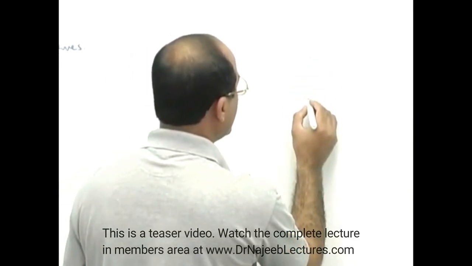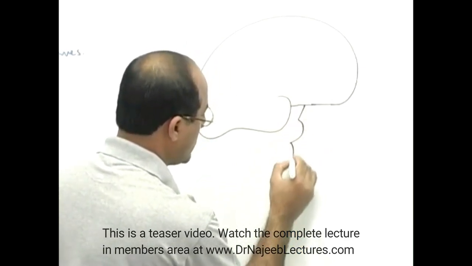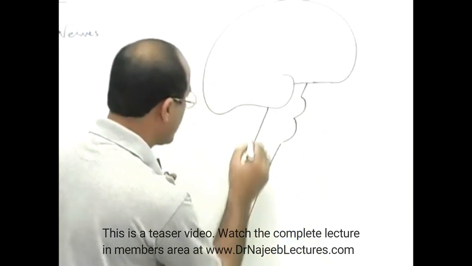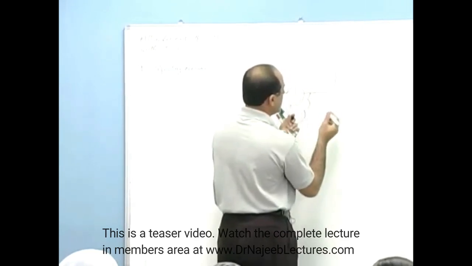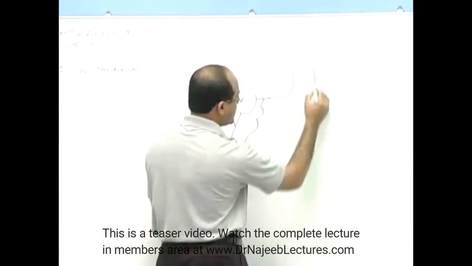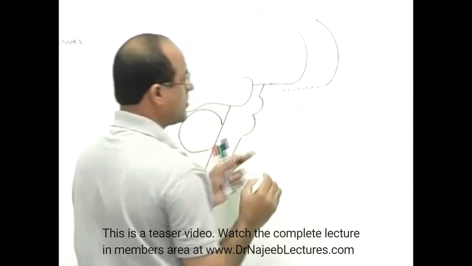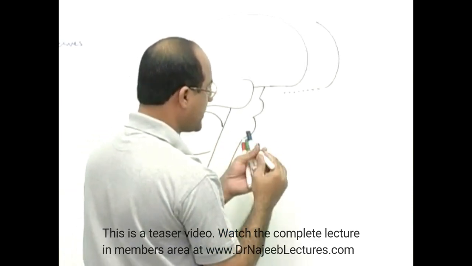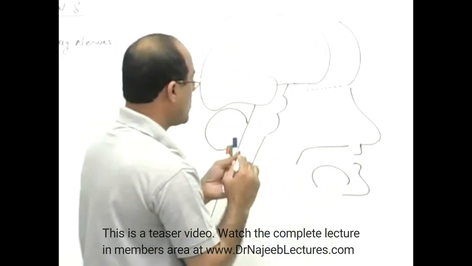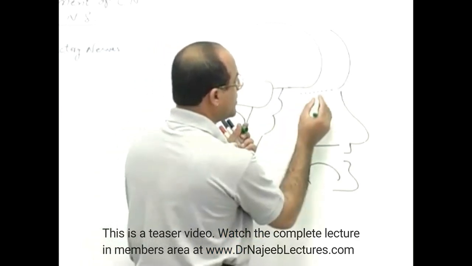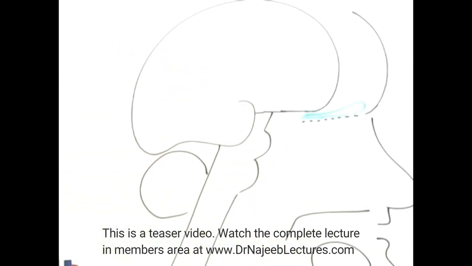Now, let's suppose this is your central nervous system. Here's the anterior cranial fossa, and in the anterior cranial fossa, exactly at this point, there is the cribriform plate. And under the cribriform plate, there is the nose. What really happens is that just above the cribriform plate, here there is the olfactory bulb.